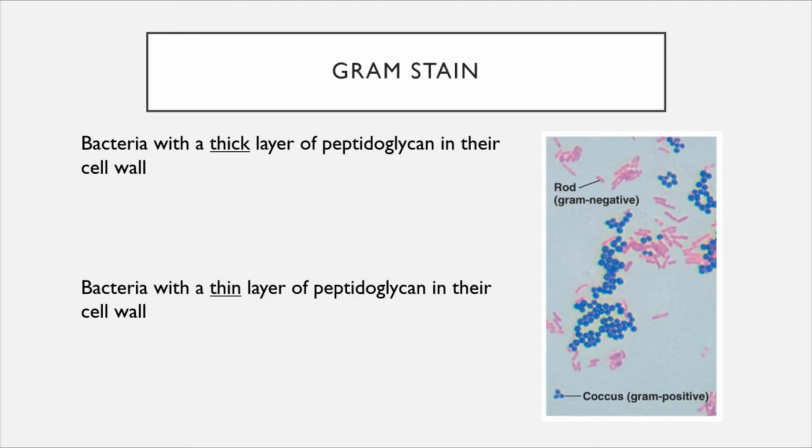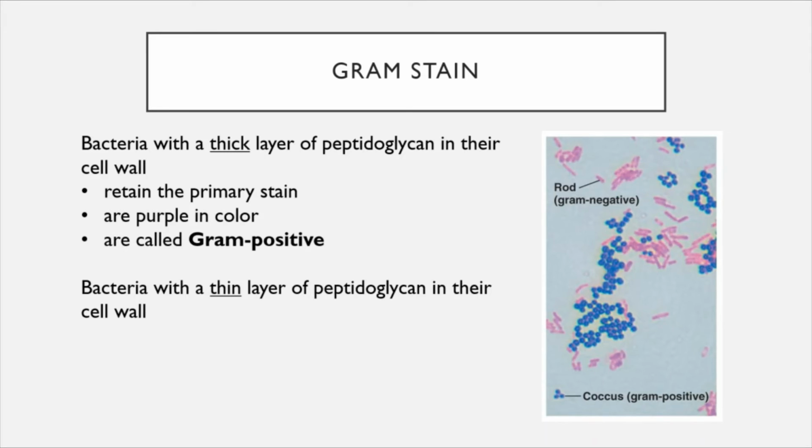Some bacteria have a thick layer of peptidoglycan in their cell wall, and these bacteria end up retaining the primary stain of crystal violet, meaning that they stay purple all throughout the stain. These bacteria are classified as gram-positive. We call bacteria with a thick layer of peptidoglycan gram-positive.